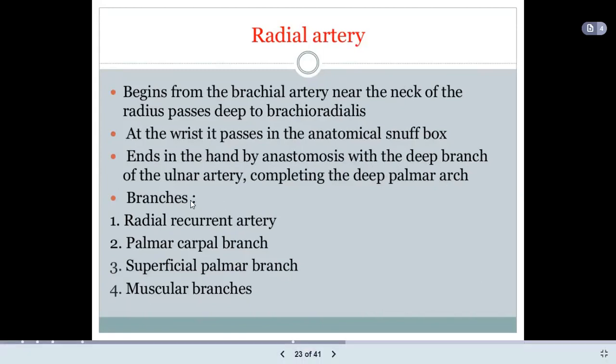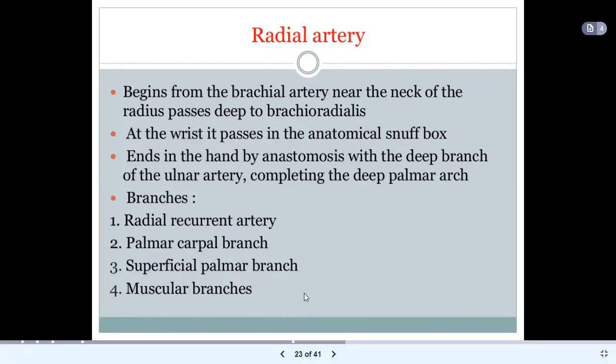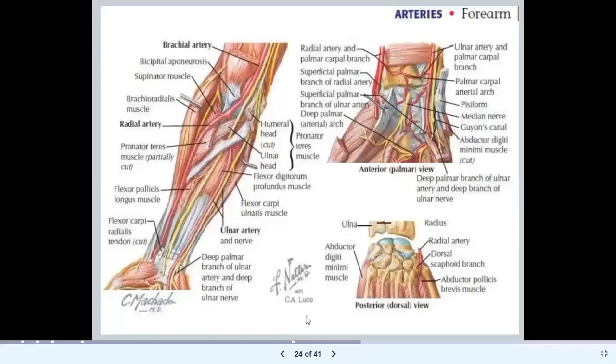Now, what are the branches of the radial artery? So we'll have the radial recurrent artery, the palmar carpal branch around the wrist joint, the superficial palmar branch, and then muscular branches. Radial recurrent artery, palmar carpal branch, superficial palmar branch, and the muscular branches. So let's try to identify the radial artery.